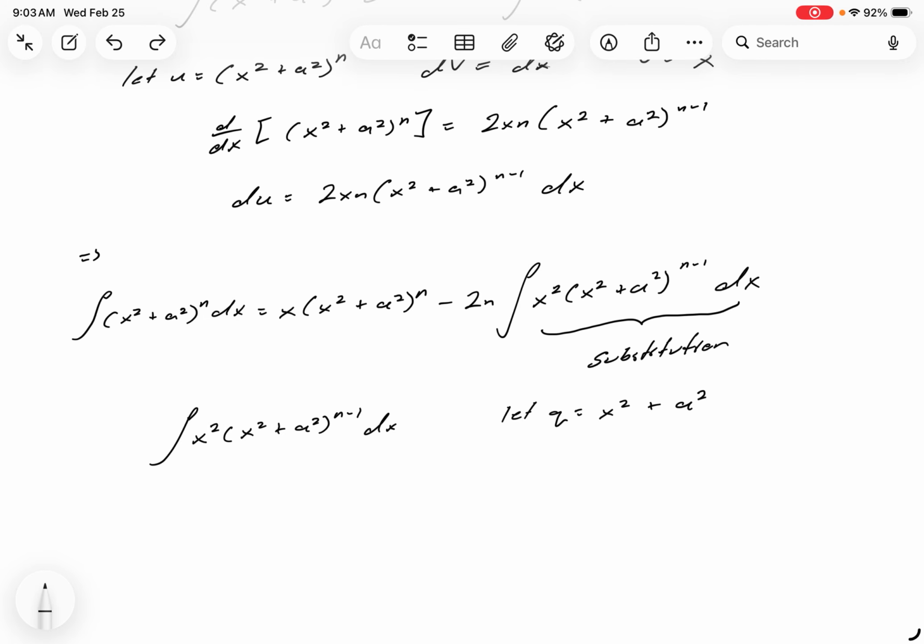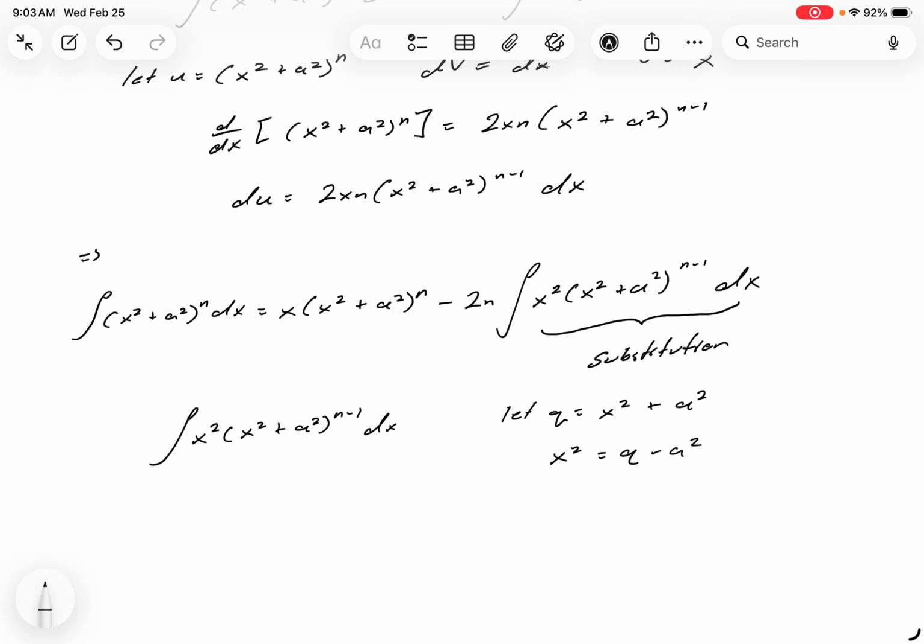If you solve for x squared from here, what will that give you? That's going to equal a squared minus q. Actually, no, that's not what it's going to give you. Sorry about that. That's going to give you q minus a squared, right? So when you solve for x squared here, that's going to be q minus a squared. That's what it should give you.